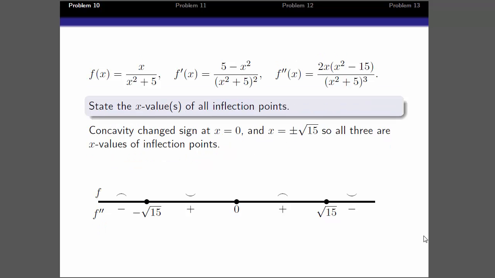Okay, where are the inflection points? Well, in this case, it changed from a frown to a smile to a frown to a smile, so all 3 of those x-coordinates are the x-coordinates of inflection points.